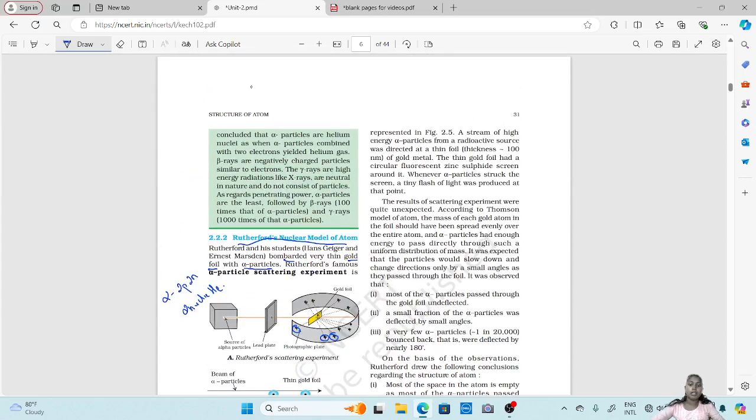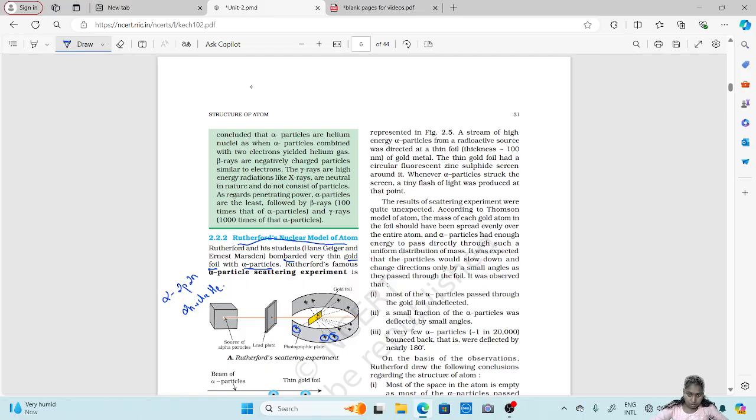Now, Rutherford's alpha particle scattering experiment is represented here where I showed you. So a stream of high energy alpha particles from a radioactive source was directed at a thin foil of gold metal. As I said, this is the source of alpha particle through which a thin beam of radioactive alpha particle is sent, which is striking on the very thin layer of gold foil. So this thin gold foil has a circular fluorescent zinc sulfide screen around it.